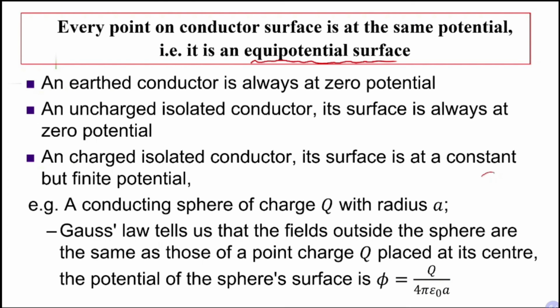So if I have a sphere whose surface has a charge Q, then it is as if it is a point charge Q sitting right at the middle, and this is a radius A. Therefore, the potential at the surface will be equal to Q over 4 pi epsilon naught A. The potential inside the sphere will be 0 because it's a conductor. On the surface it is equal to Q over 4 pi epsilon naught A.